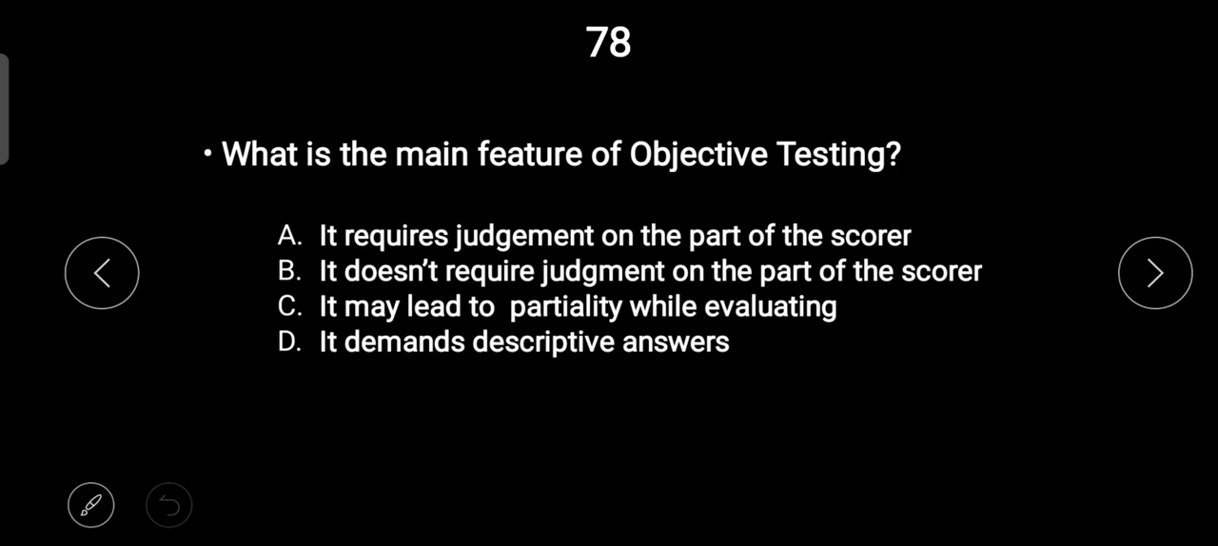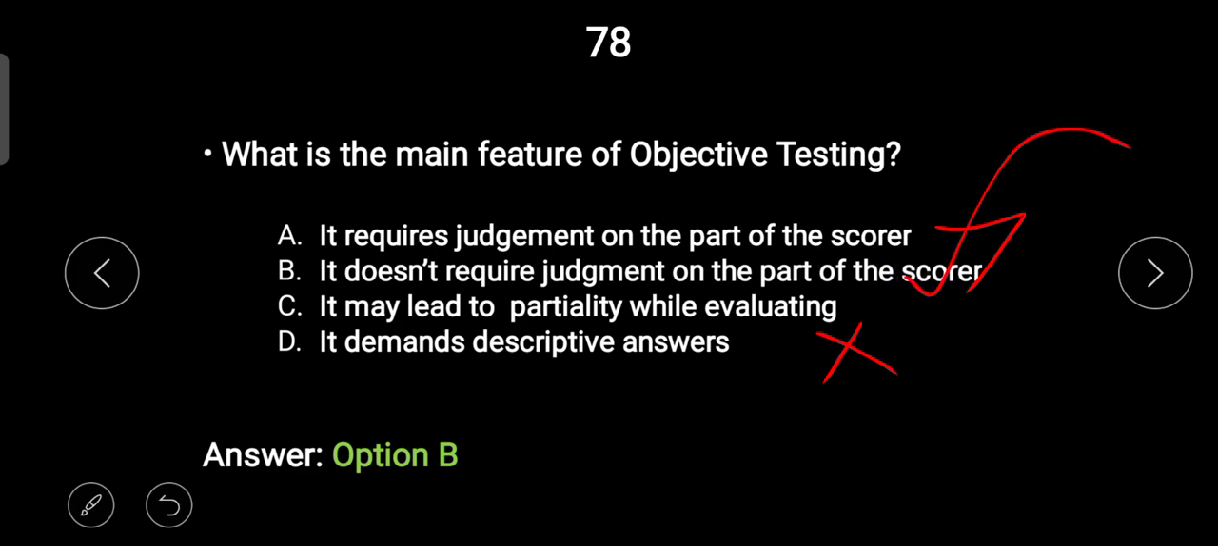Of course, you can say these two are not the correct answer. It may lead to partiality, it never goes to partiality when it comes to objective testing. And it demands descriptive answers is also wrong. And maybe the answer is either it requires judgment on the part of the scorer, or it doesn't require judgment on the part of the scorer. Let's take the answer, option B, it doesn't require judgment on the part of the scorer.